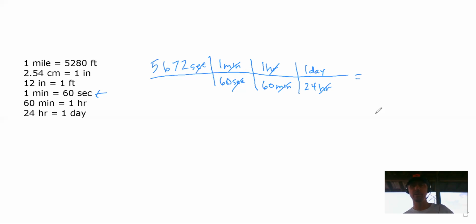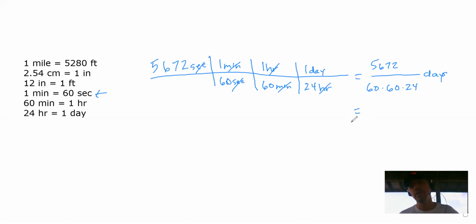And so what is that going to equal? That's going to equal 5672 on top of our fraction divided by 60 times 60 times 24 on the bottom. And then our overall unit is going to be days, okay? Put an S on there since it's going to be more than 1. All right, so let's punch that in our calculator.